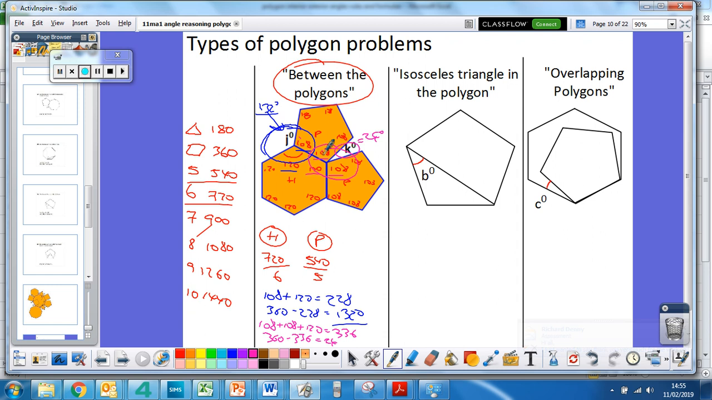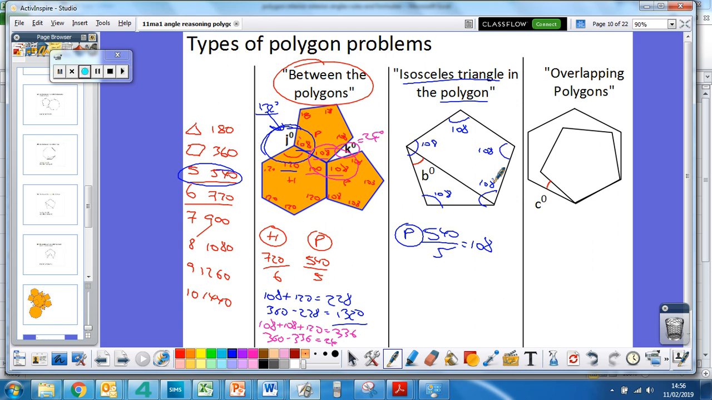The second problem type you can approach in exactly the same way. You look at the second problem over here, where there's an isosceles triangle inside the polygon. First thing we notice is it's a pentagon. The pentagon has 540 degrees in total. So the 540 divided by 5 gives us 108. That 108 is here. That 108 is here, here, here, and here. All 5 of those angles are equal and they're 108.